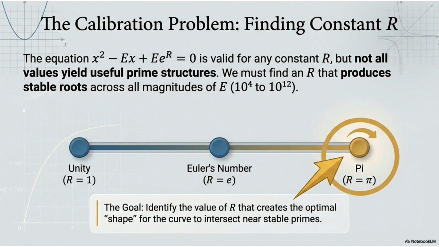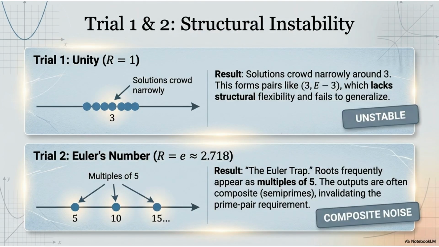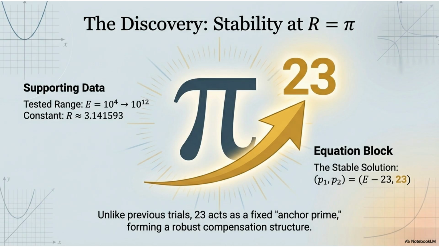We test $r = 1$, $r = e$, and $r = \pi$. Trials with unity, $r = 1$, resulted in instability as solutions crowded narrowly around 3. The trial with Euler's number, $r \approx 2.718$, led to the Euler trap, frequently yielding composite semiprimes as outputs. The discovery shows stability at $r = \pi$.